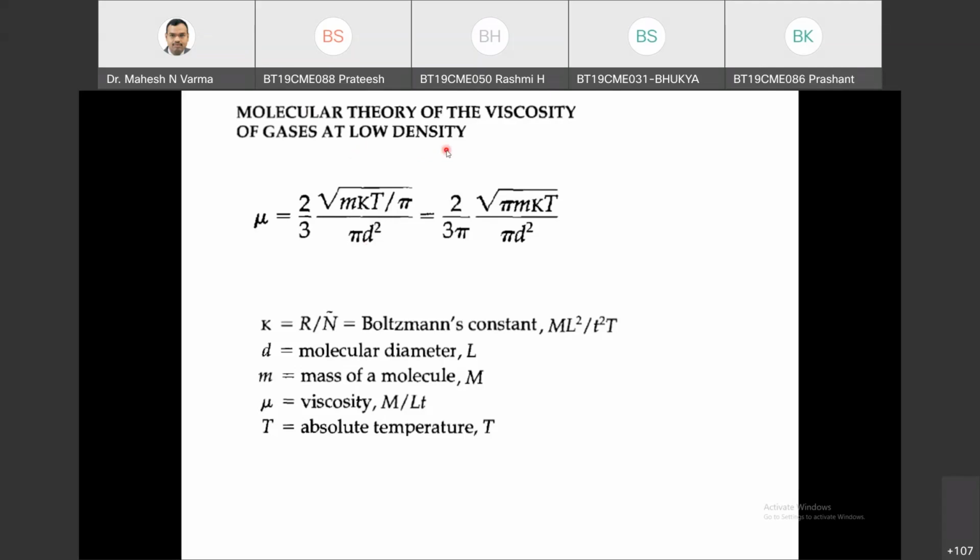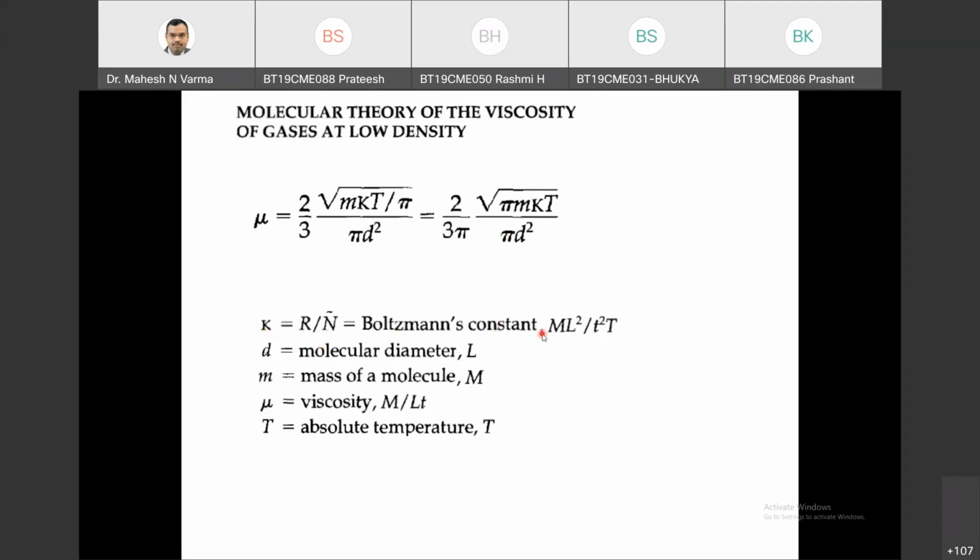So using kinetic theory of gases, you can get the velocity also, and different fundamentals are there, and they have considered the shear stress between these two non-interacting spherical particles, and they got this equation. Okay, so we are not going into the details of this equation. Viscosity equals 2 by 3 under root of mkT divided by pi d square, equals 2 by 3 pi under root of pi mkT divided by d square, where k is the Boltzmann constant.